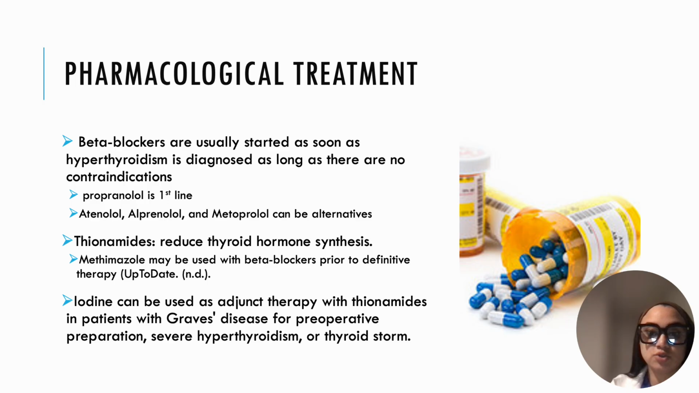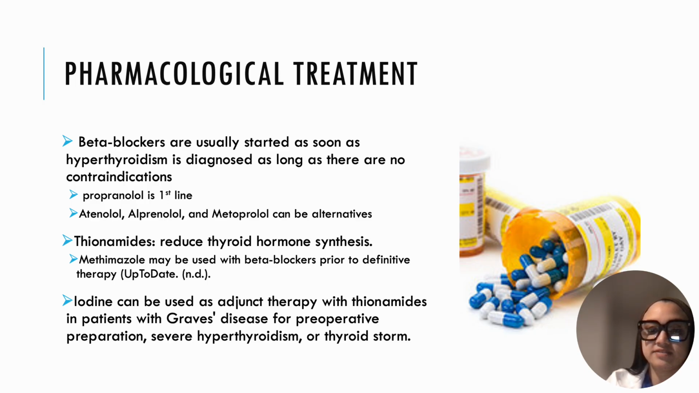So, pharmacological treatment. As previously discussed, beta blockers are usually started as soon as hyperthyroidism is diagnosed, as long as there are no contraindications. The first line beta blocker that we typically use is propranolol. We also use thioamides like methimazole, which can be used in conjunction with a beta blocker for definitive therapy. Iodine can also be used as adjunct therapy.